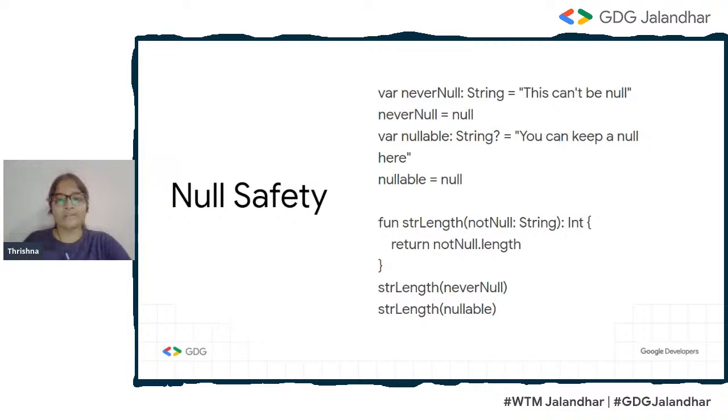So in the second case, we have explicitly specified that this value can be null. This is how you specify it, by adding a question mark symbol after the data type, in this case String. After that, we are creating a function, strLength. It checks whether the value is null or not. If it's null, and we specified it explicitly, then it will say it's null. Or if it's not null, it will give the length of the particular string.